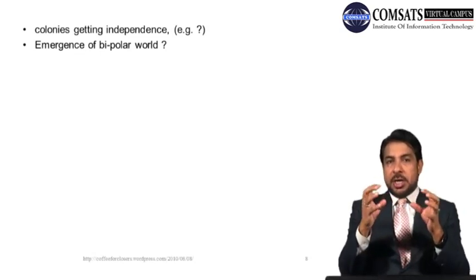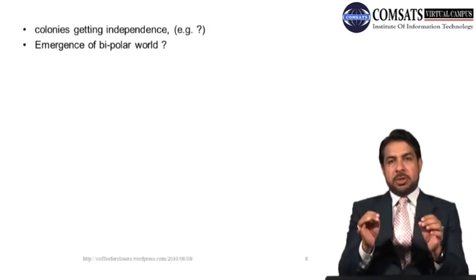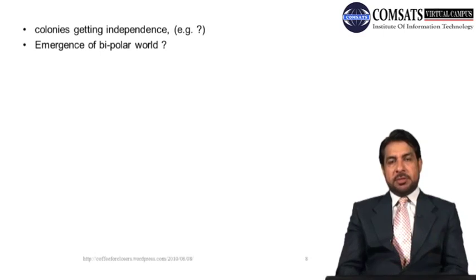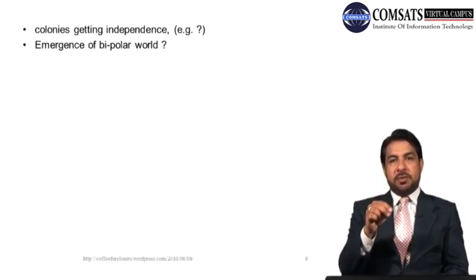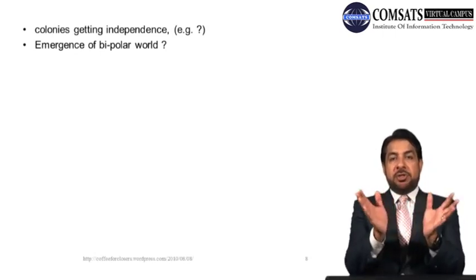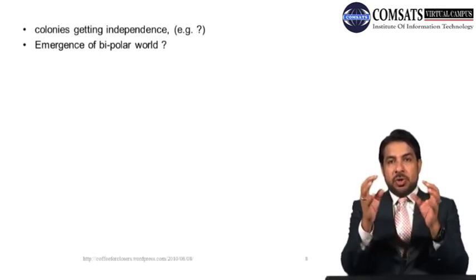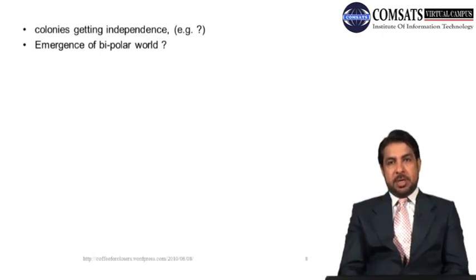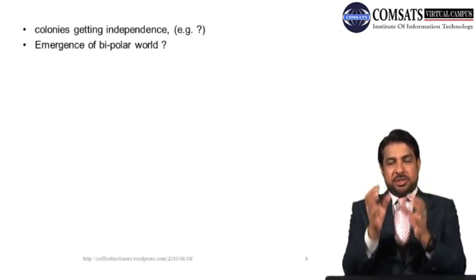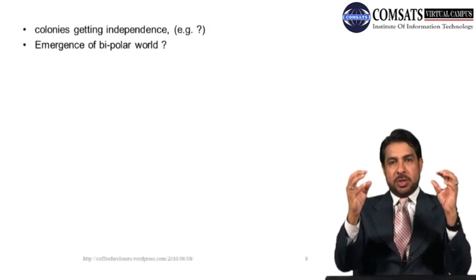But these two powers have a very sharp difference. Inke beech mein bahut khatarnak kisam ka ikhtilaf tha. Woh ikhtilaf inke ideologies different hone ki wajah se tha. So they have different ideologies. And because of their different ideologies, they could not see to each other. Ek dusre ko aankh na baate the. So they were against each other. One was US, second was SU.